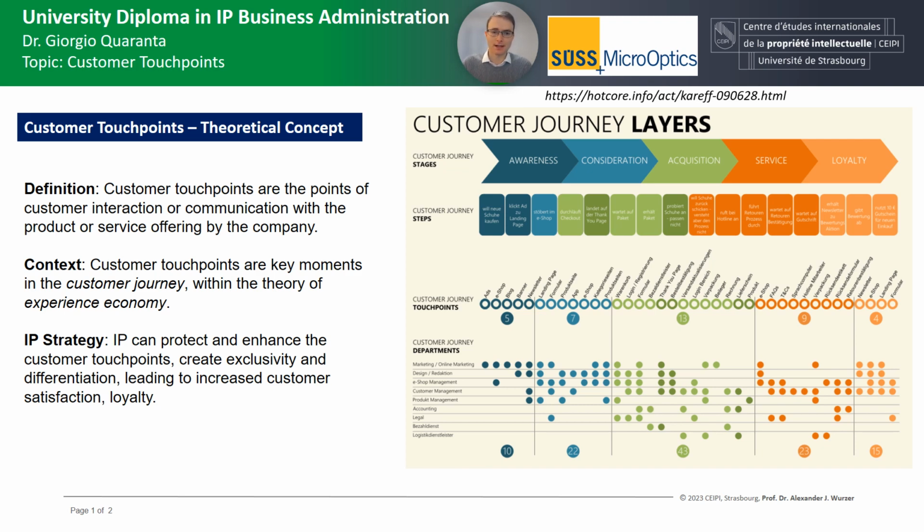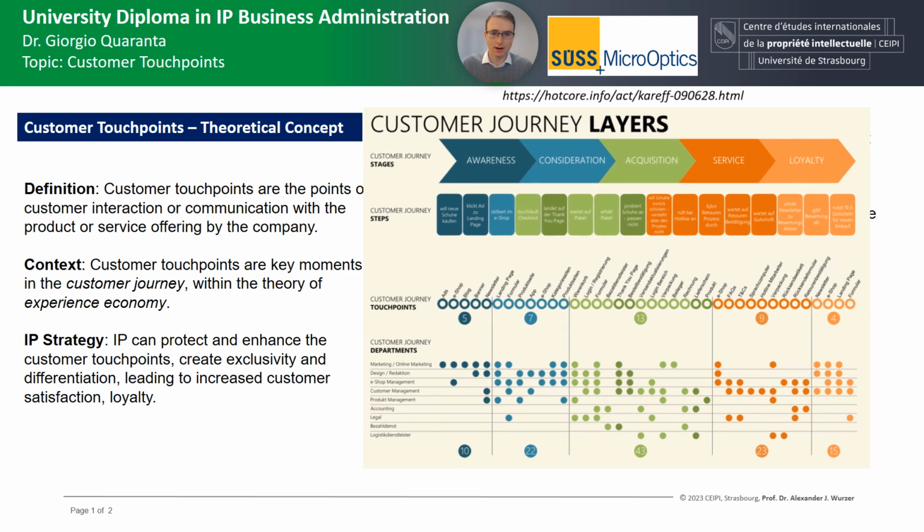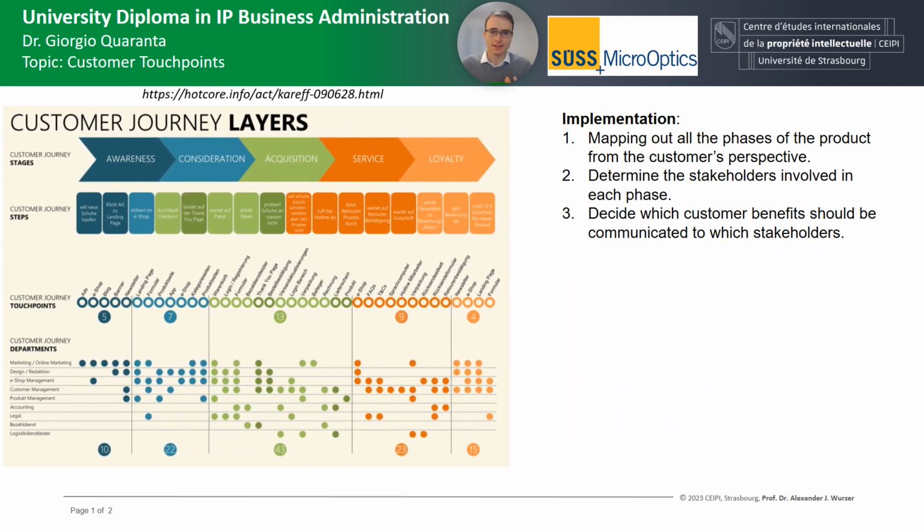So how are the customer touchpoints usually created? The IP team normally has to be in touch with all the other departments at the definition and creation of these customer touchpoints. First of all, there is the need to map from the business and marketing departments the customer journey stages, which are the main blocks of the whole customer journey. They can be, for example, the awareness stage, consideration phase, acquisition phase, service phase, and loyalty phase.